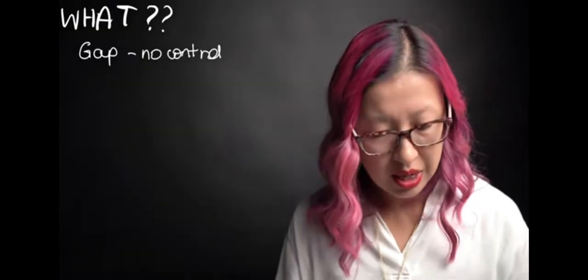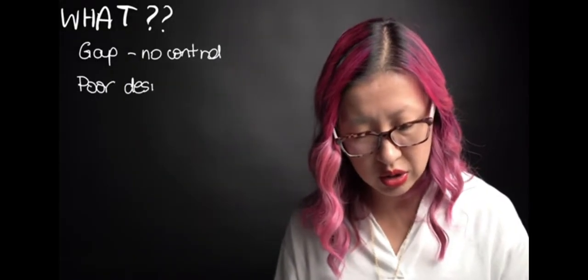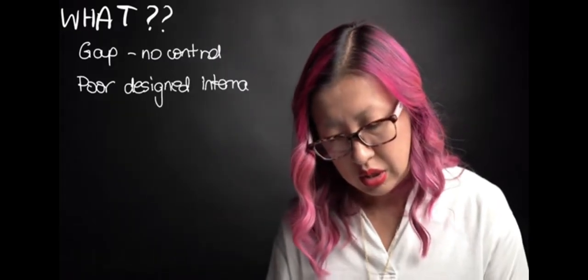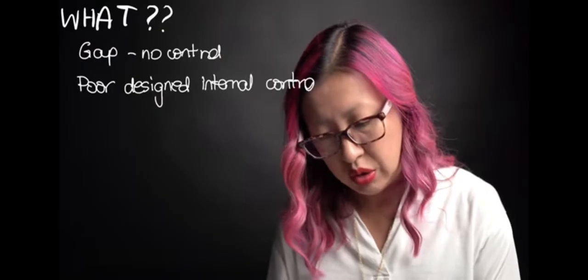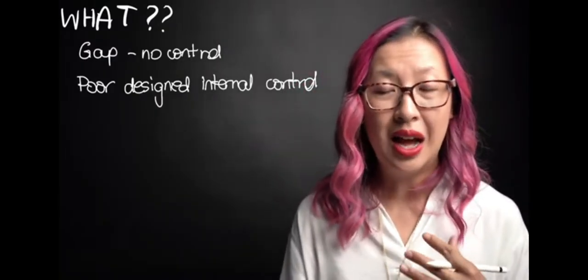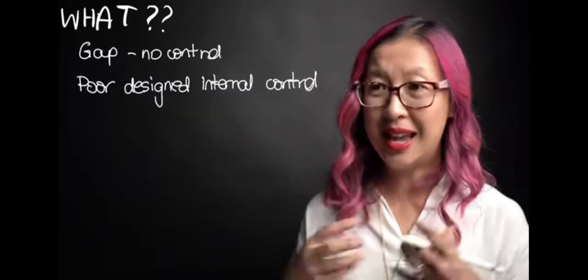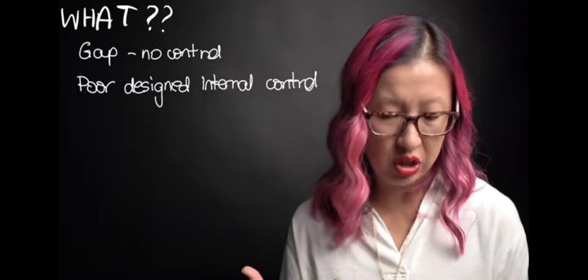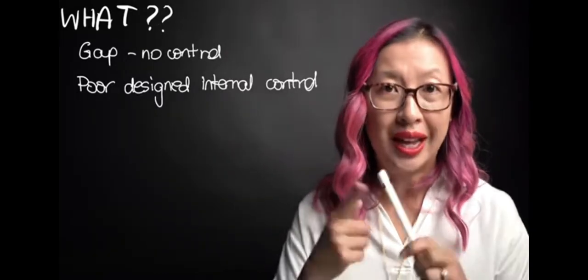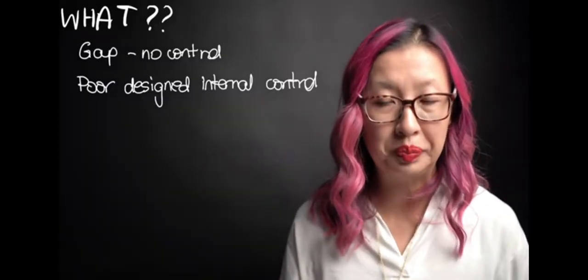The second option is that you might have a control that is a poorly designed control. Okay, so it could be that, yes, somebody counts the cash register at the end of the day, but that person is also the person who's been using the cash register at the end of the day. They complete all the paperwork and there's no segregation of duties. So in terms of the what, our what can be a gap or a poorly designed internal control.